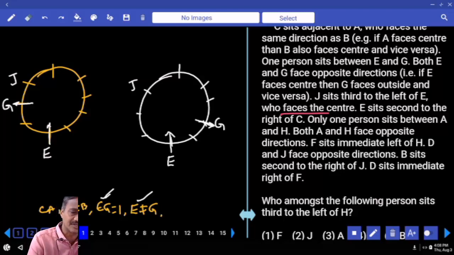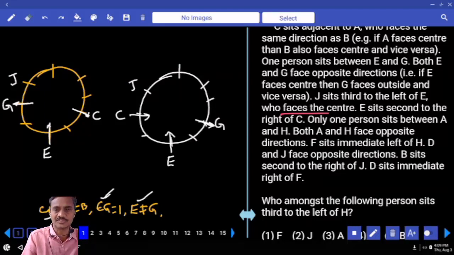And next, E sits second to the right of C. C is here, C is away from the center, and E sits second to the right of C. Then in this case, A and C are adjacent to each other. Which two persons are adjacent to each other? A and C.